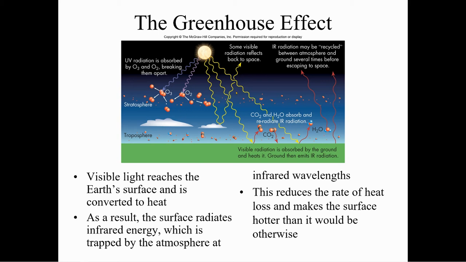Carbon dioxide and methane in our air trap it. It usually comes down and hits and then bounces back out, or eventually it'll radiate back out. But certain gases tend to keep it here and not let it radiate out, as in this right here. CO2 and H2O absorb and re-radiate radiation. So as it hits, instead of radiating out, it'll hit the CO2 in the air and then radiate back down to the Earth and cause this greenhouse effect.